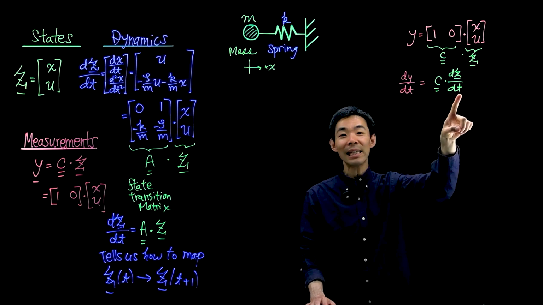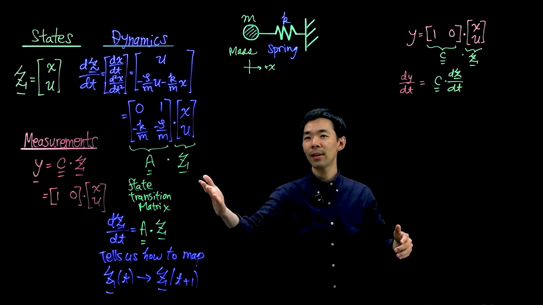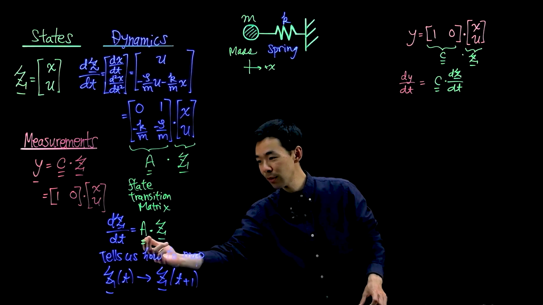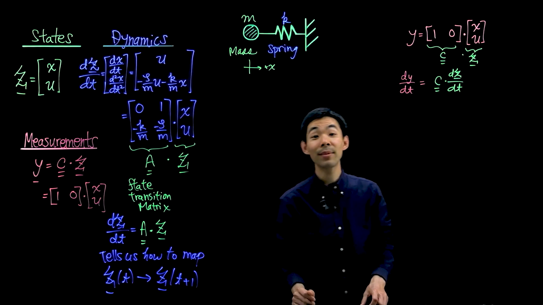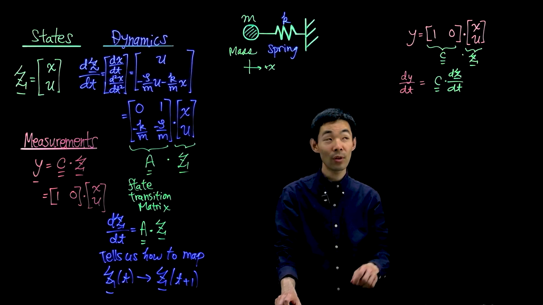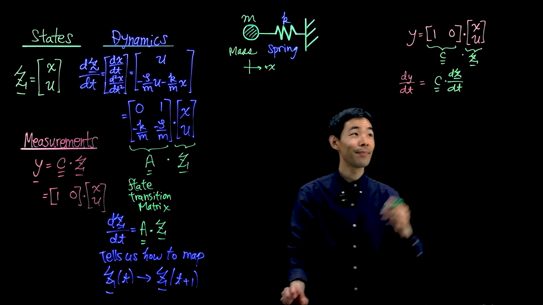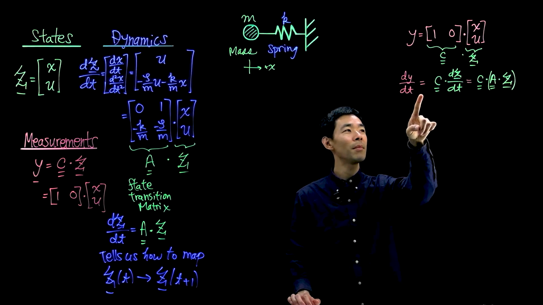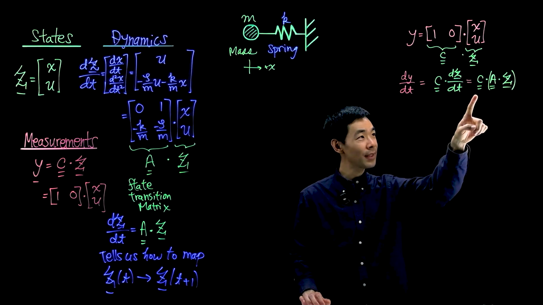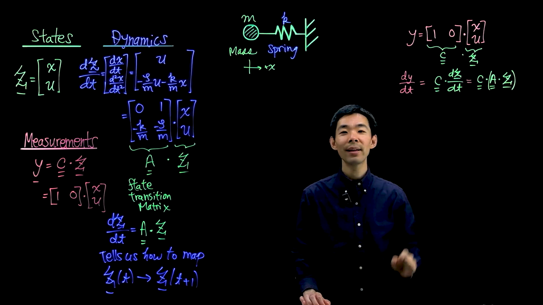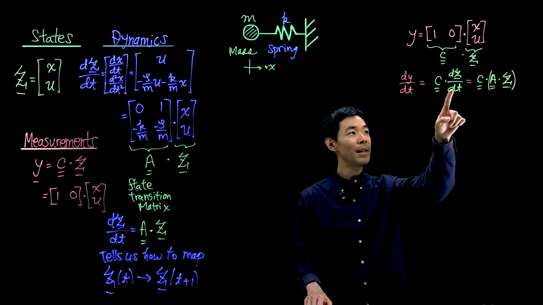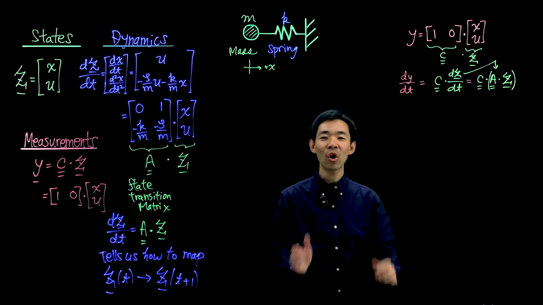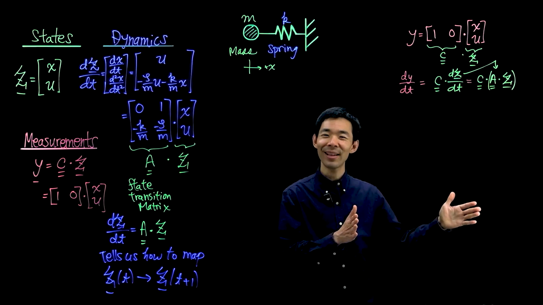But dz dt is just our dynamics, which in this linear case is the state transition matrix A times this state z. So we can rewrite this in the following way. Just like that. So now we have dy dt is equal to the measurement matrix C times A times z. You can see that my dynamics directly came into play right here. That maps our current states to the next states in time.